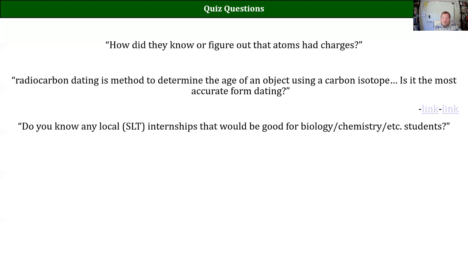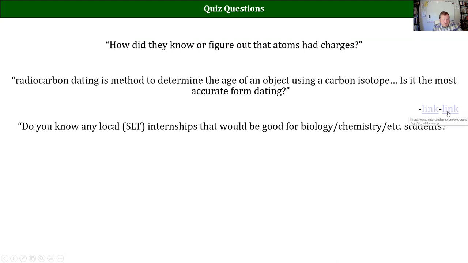So they were able to see relatively early on, before they knew about anything that had to do with quantum and orbitals, they still knew that there were these charged particles, and moving them created a magnetic field or was influenced by magnetic fields.